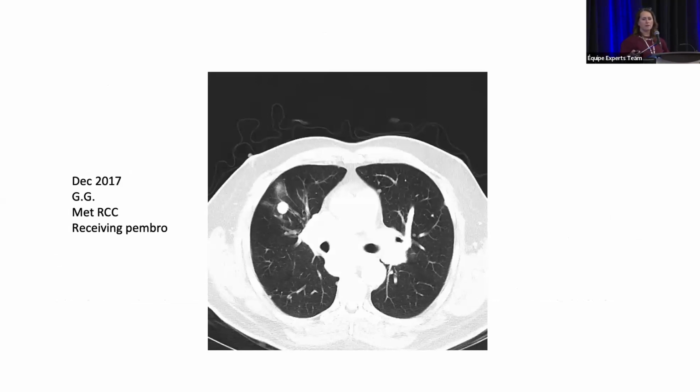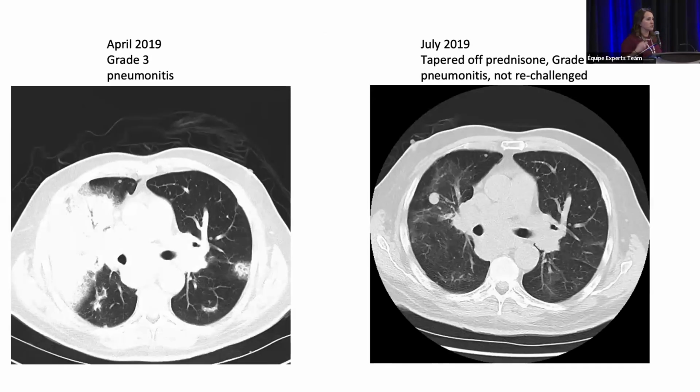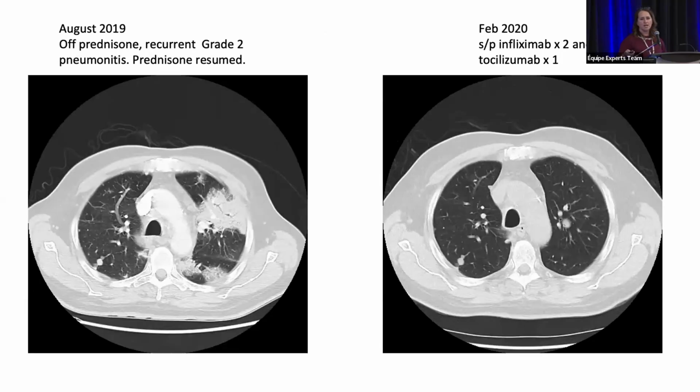Essentially, a patient receiving pembrolizumab for a metastatic renal cell cancer who developed an organizing pneumonia, so a very severe grade 3 pneumonitis, was tapered off prednisone after a few months, went back to a grade 1 because there's still ground glass opacities around it. And this patient was not rechallenged given the severity of his presentation, but off prednisone had a recurrent event. So tapered off, recurred, and had to be treated with infliximab and tocilizumab with recovery. And he actually stayed in remission, not requiring any systemic treatment for well over a year.